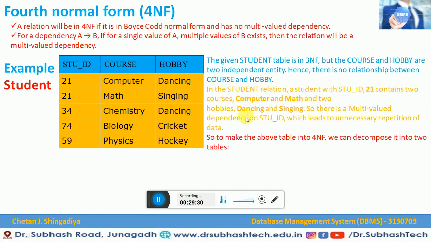Computer and math, and two hobbies, dancing and singing. So there is a multi-valued dependency on student ID, which leads to an unnecessary repetition of data. So this is a problem. This is a problem in 4NF that we have to solve.